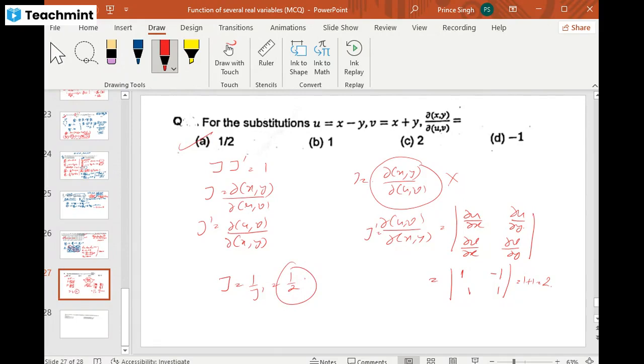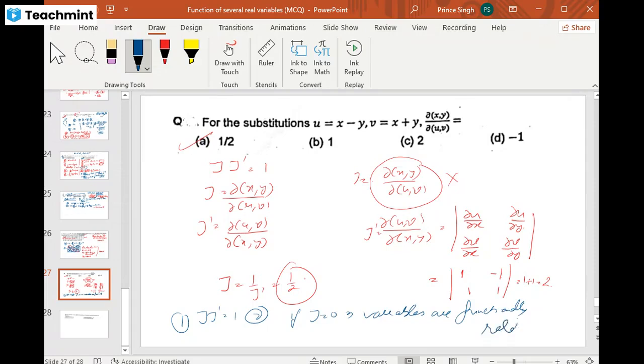Okay, like we have discussed two properties of Jacobian. One is J into J dash is equal to 1. Second is if Jacobian of transformation is 0, it means that variables are functionally related. Sometimes the question is that we need to check whether the variables are functionally related or not. So what can we do? We calculate Jacobian of transformation. If it is equal to 0, it means the variables are functionally related.